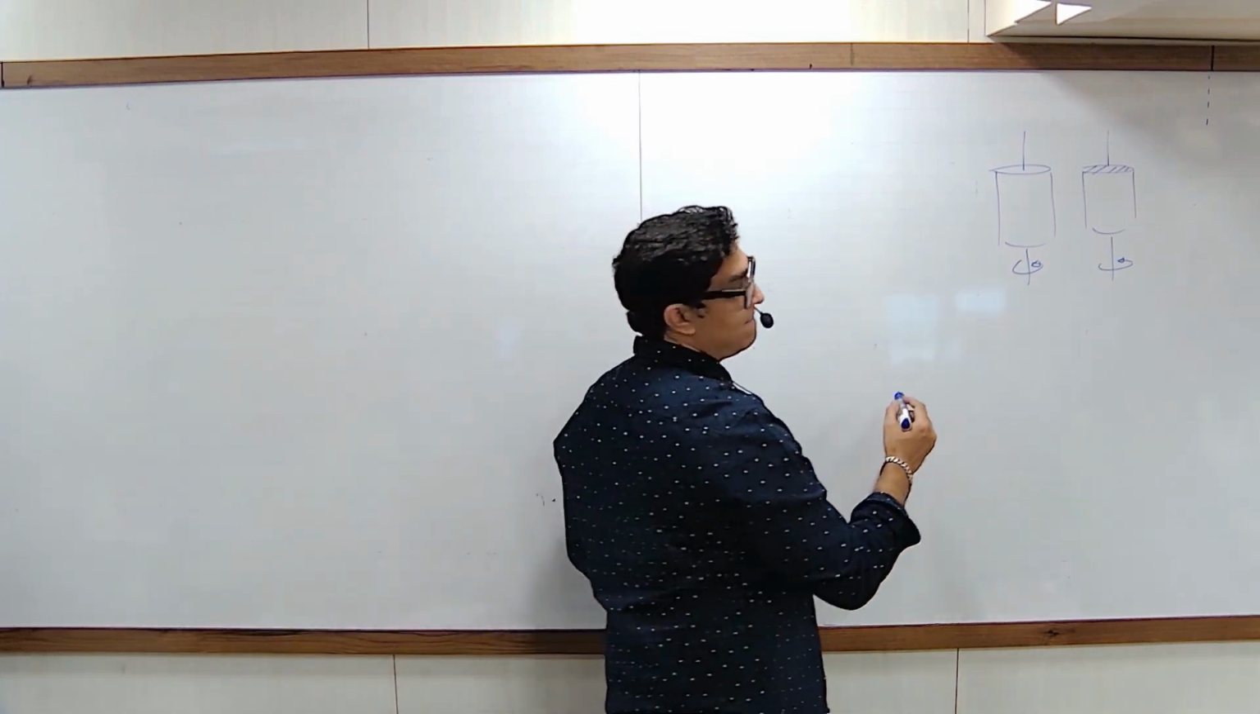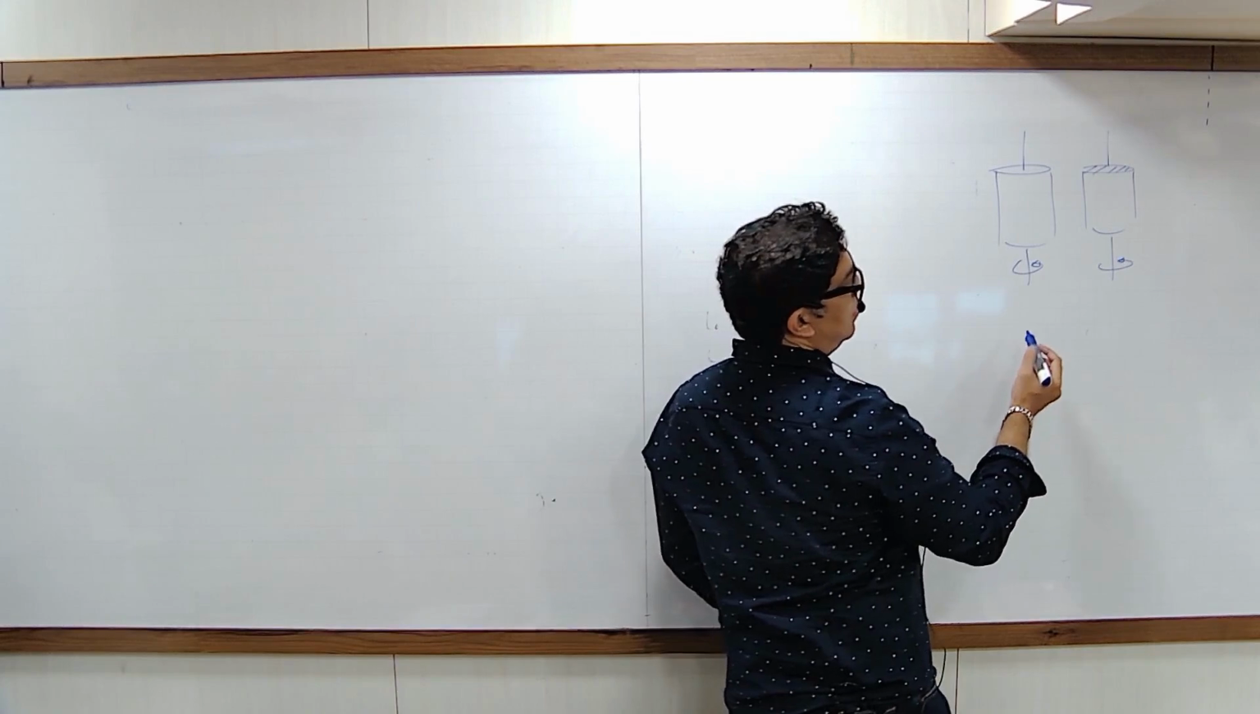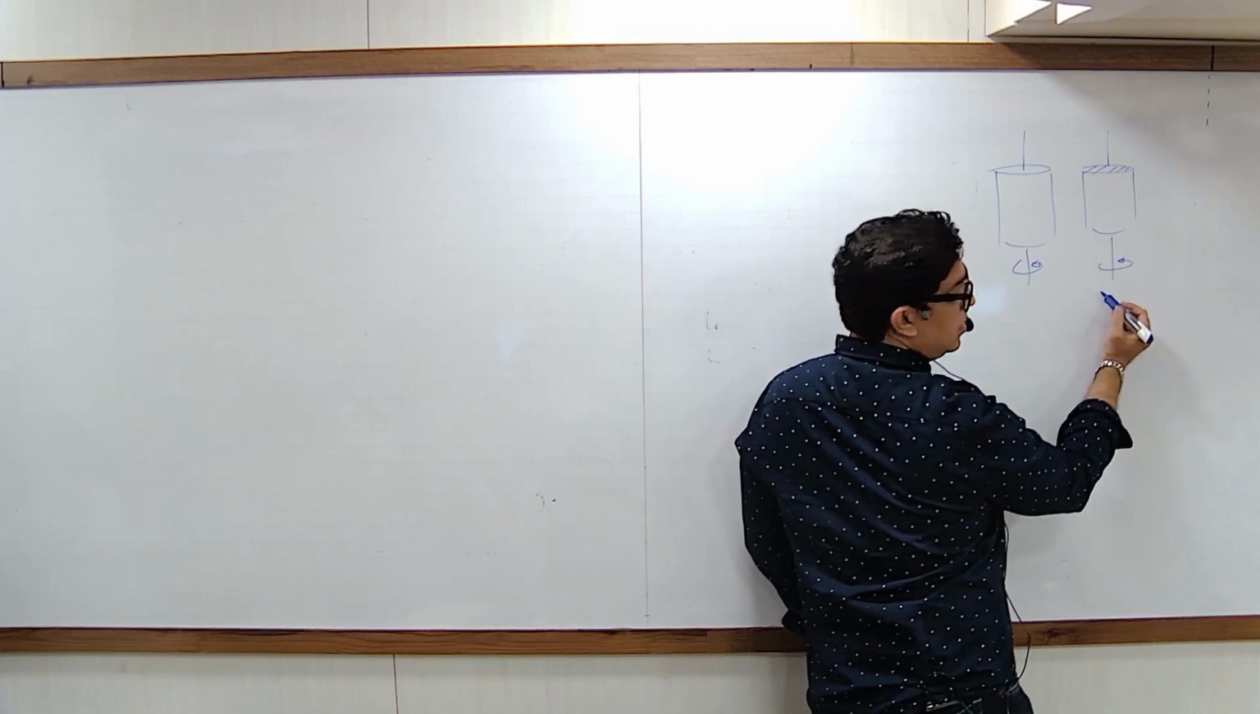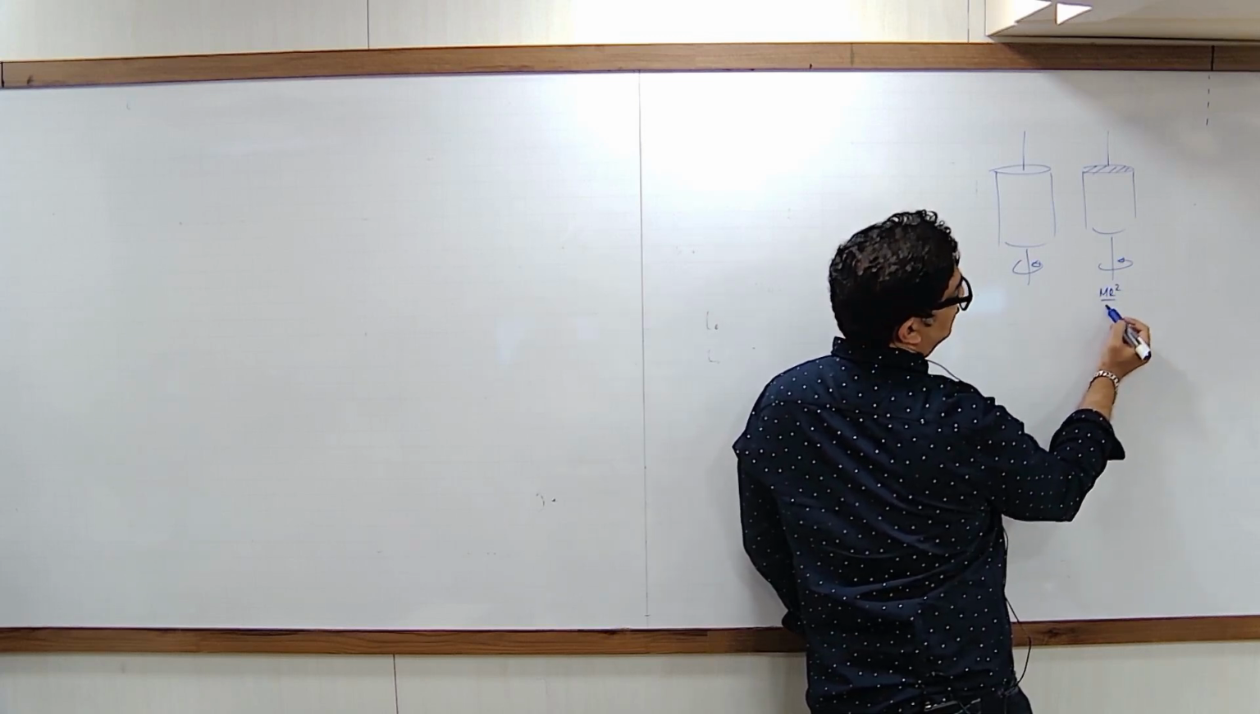Yeah. This plus this plus the formula. MR square by 2 plus MR square by 2. For which one? This one? It's only MR square by 2.